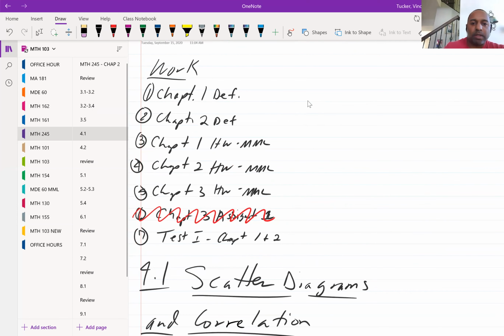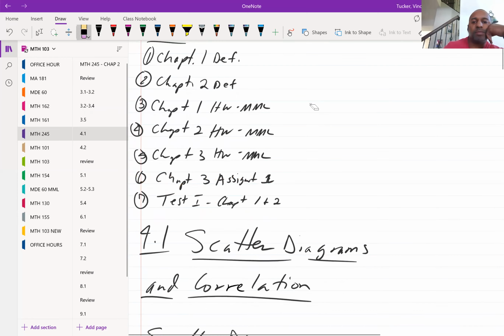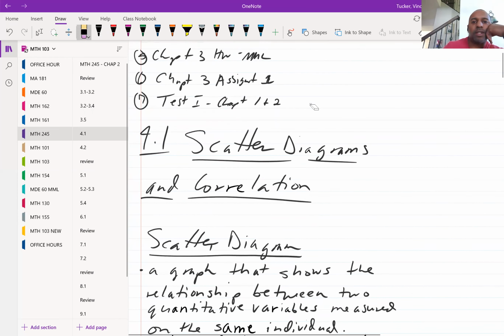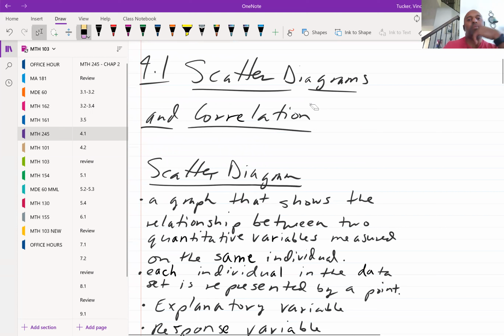This is just me re-emphasizing to my last class the things that you guys are held responsible for. We talked about this last class, so we don't have to rehash that. But we're going to start here, 4.1, scatter diagrams and correlation.